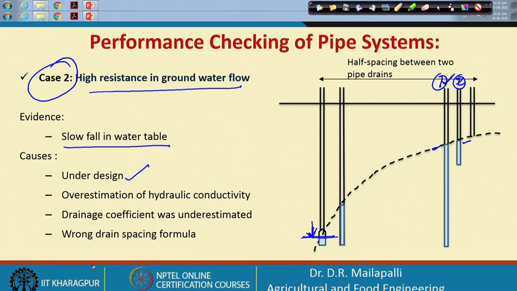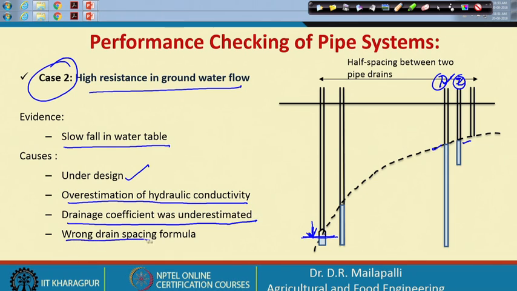So, this could be under design, or overestimation of hydraulic conductivity while designing. You might have taken a higher hydraulic conductivity, and higher hydraulic conductivity definitely influences the spacing, so the spacing might have increased. And the drainage coefficient was underestimated, so your K is low. If you bring in the Hooghoudt equation, once K is low, definitely the Q will be less.